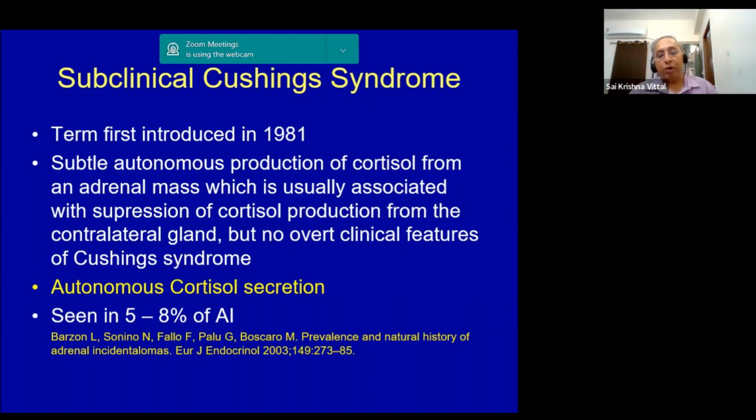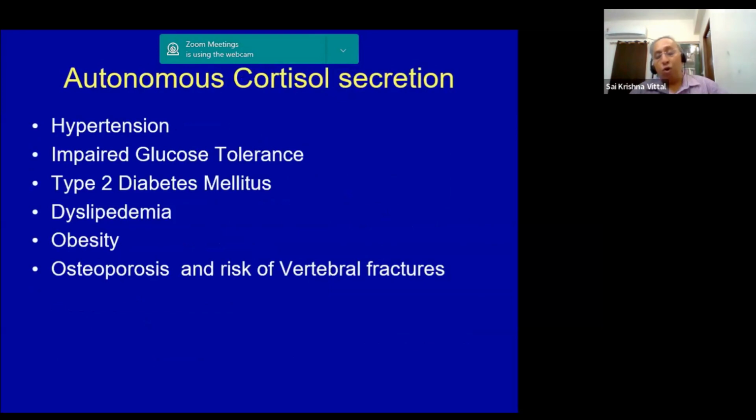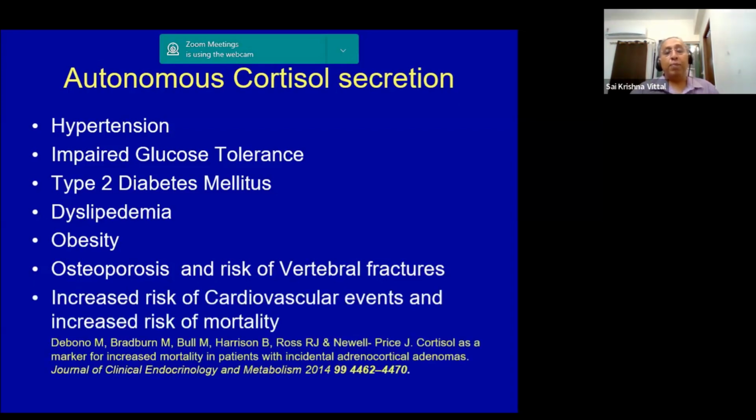Usually it is seen in 5 to 8% of adrenal incidentalomas, but if you take many series, some series say 10%, some series say 20 to 30%. It varies from literature to literature. Few more words about autonomous cortisol secretion. Why is it important? Because it has been found that autonomous cortisol secretion has been associated with hypertension, impaired glucose tolerance, type 2 diabetes mellitus, dyslipidemia, obesity, osteoporosis, and risk of vertebral fractures.